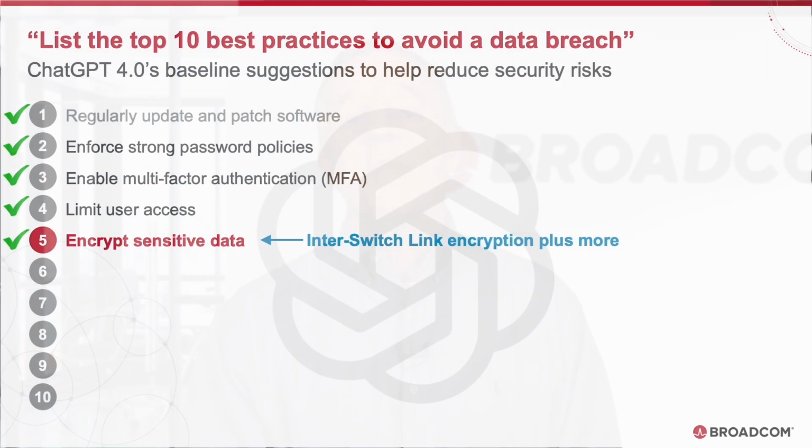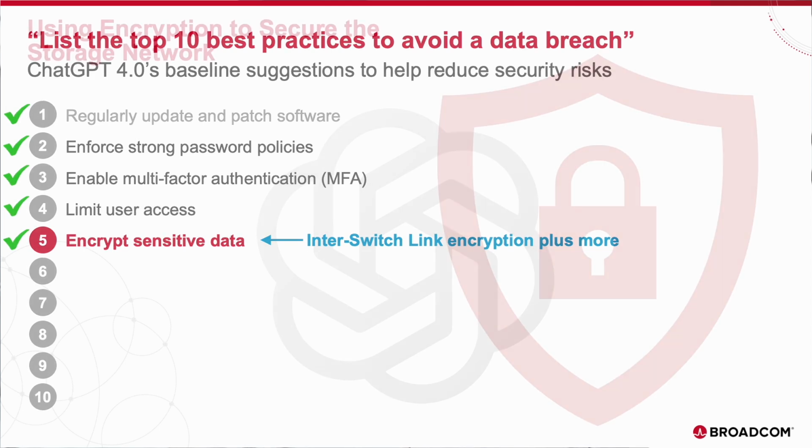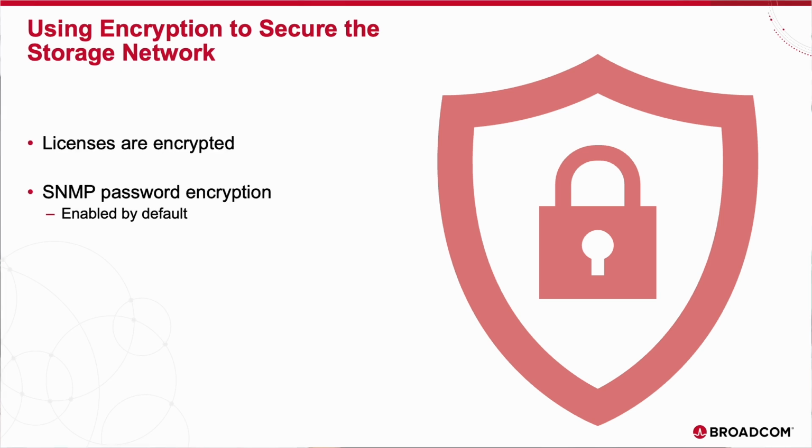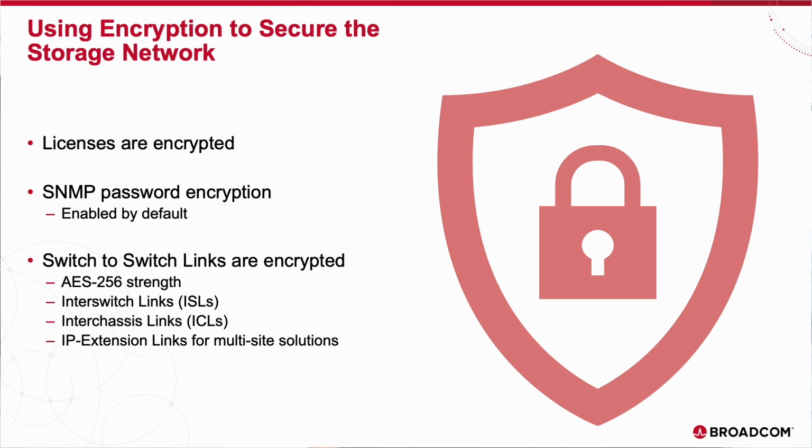So number 5 on ChatGPT's list was encrypt sensitive data. Silviano, maybe you could talk to us a little bit about what Brocade does in the way of encryption on the switch. Things that are encrypted on Brocade products are such things as licenses, SNMP passwords, and using AES-256 encryption on ISLs so that your data is encrypted in flight.